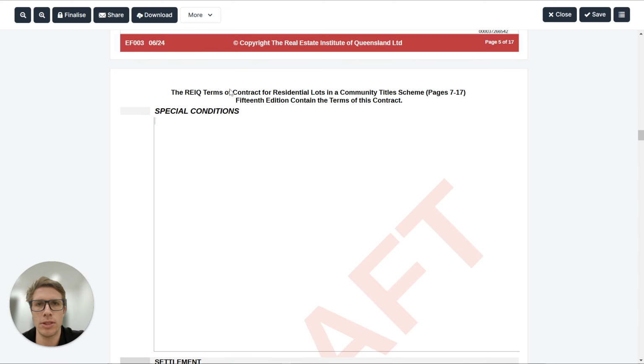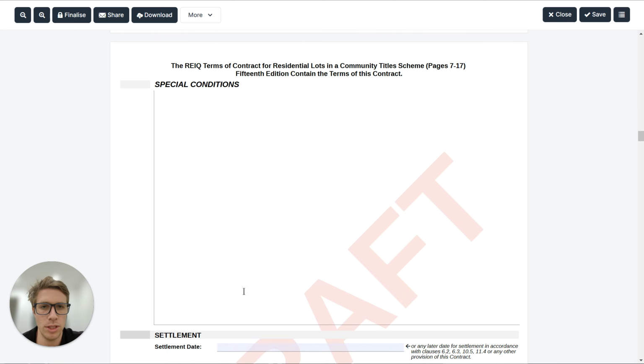Special conditions. So this is any special conditions. So let's say it's subject to something that's not pest and building or finance. So this one here would be subject to the sale of your property, so on and so forth. All these have to be written by a solicitor. The agent can't write these. Obviously, there's templates that solicitors give out, but you can't just go writing, this is subject to the sale of this property. There's proper things that have to be put in there. If you put something in there and it's not right, the solicitor's going to bring it up anyway.